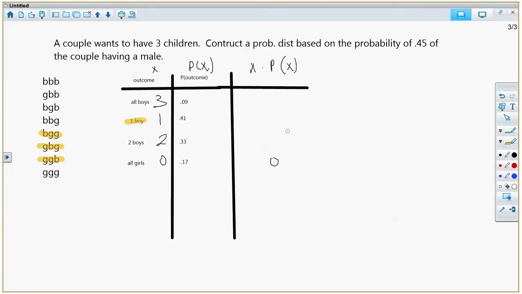I'm sorry. I'll do one more for you. I'll do this one. 1 times 0.41 is 0.41. I'll do that one for you. All right. Now, what's 3 times 0.09? Well, 3 times 9 cents is 18 cents, right? I meant 27 cents. How about 2 times 9? So this is 27 cents, right?